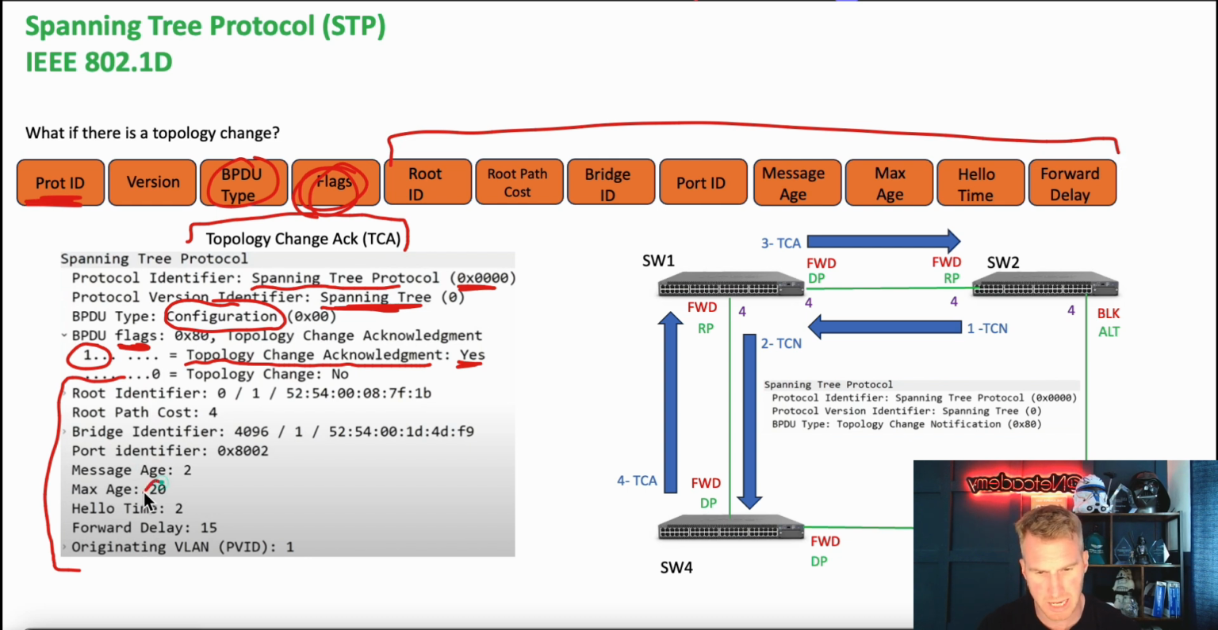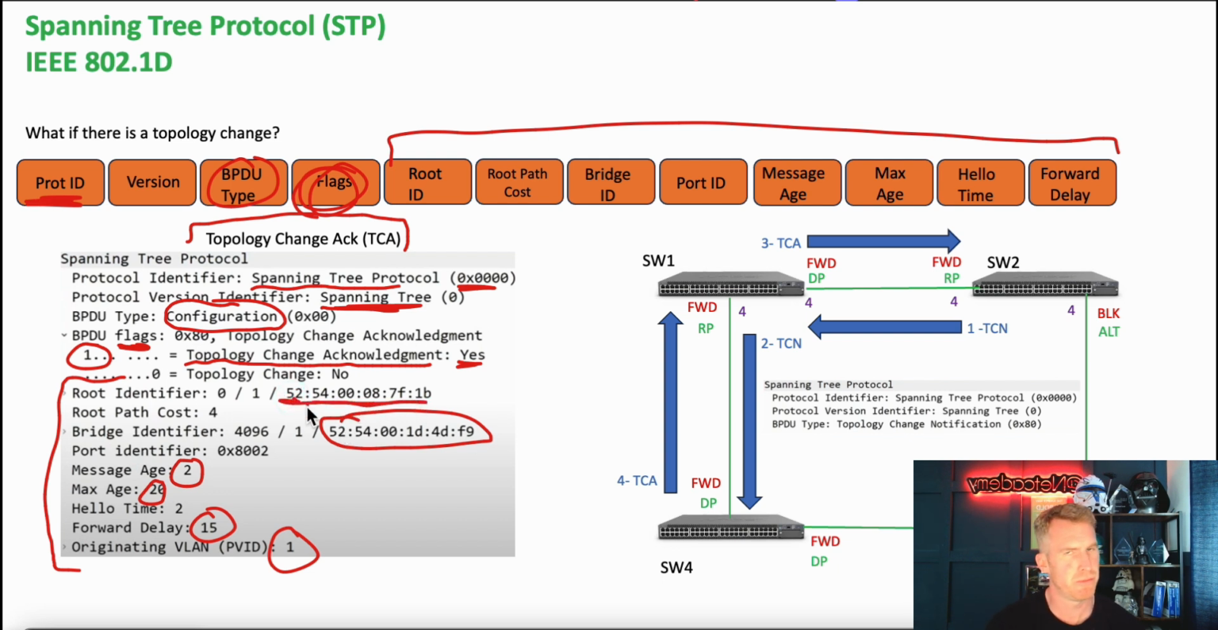But note the max age set to 20, the message age set to 2. So this would be from a switch that's at least 2 hops away from that root bridge. We could see the forward delay timer. We could see what is the originating VLAN. We could see the MAC address of that particular switch, and we can also see what is the MAC address of that root bridge as well. So pretty cool, interesting stuff. And then you've also got the path cost. What is my path cost to get to that root bridge?